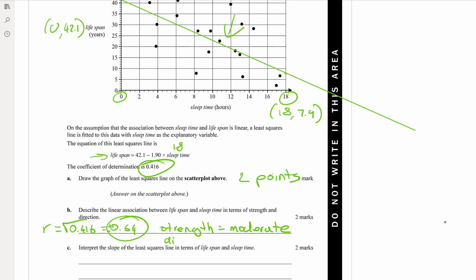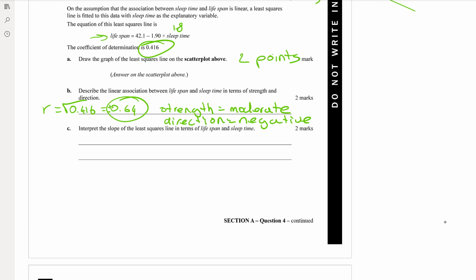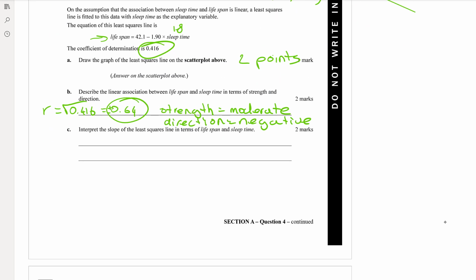So direction equals negative. Okay. So C. Interpret the slope of the least squares line in terms of lifespan and sleep time. So this is where you should have in your summary book some sort of statement that you can use. You see a question like this and go, all right, what do I say?